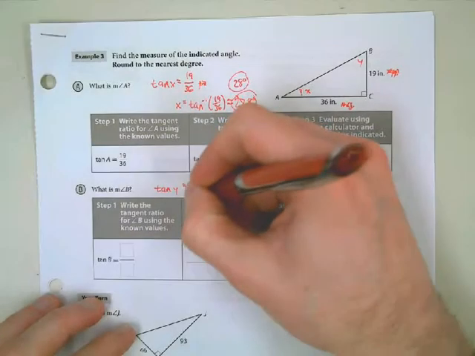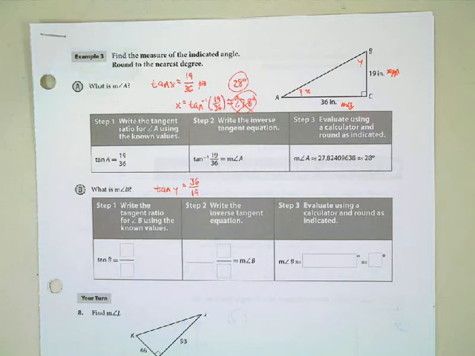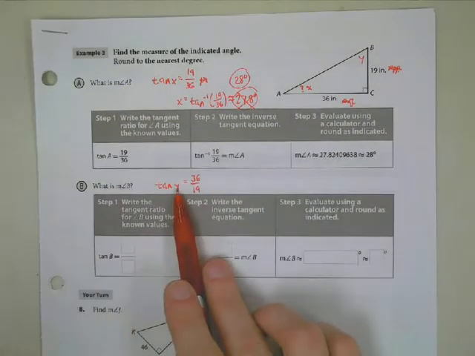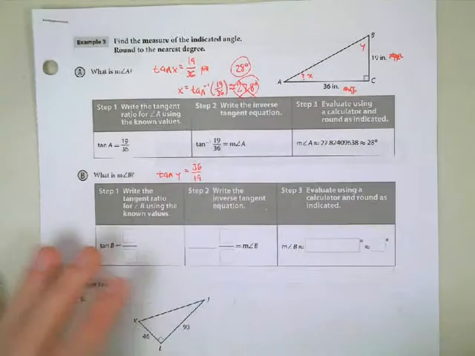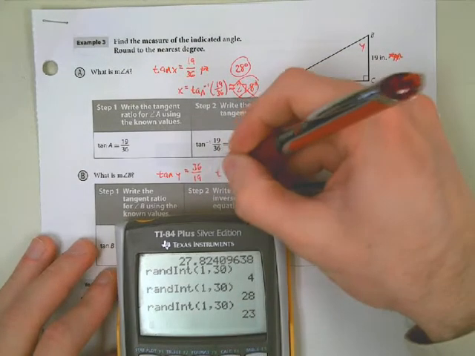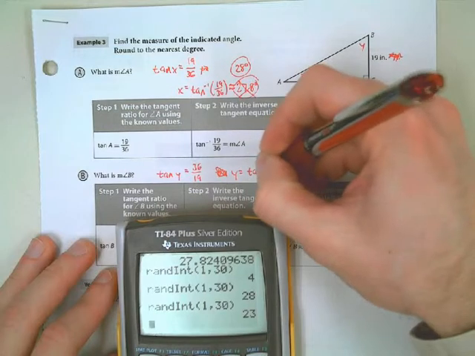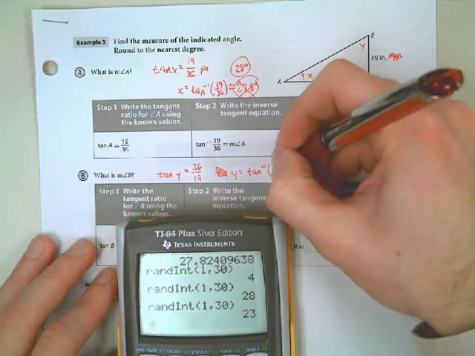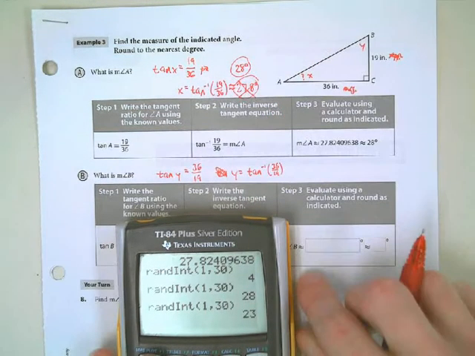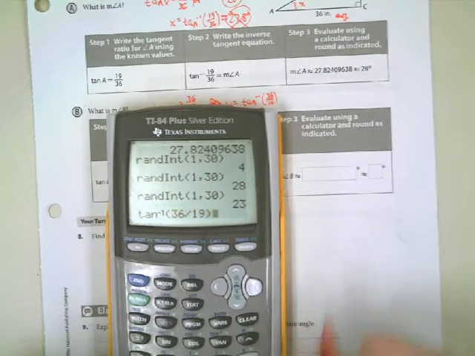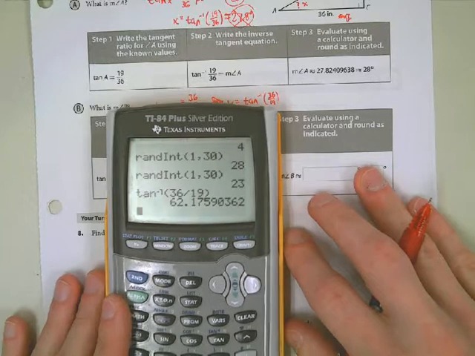Okay, that's the setup. But of course, we're not interested in tangent of y. We want to know what just y is. So in our calculators, y equals tangent inverse of 36 over 19. So it just flips. You just got to set it up, and then you're good to go from there.